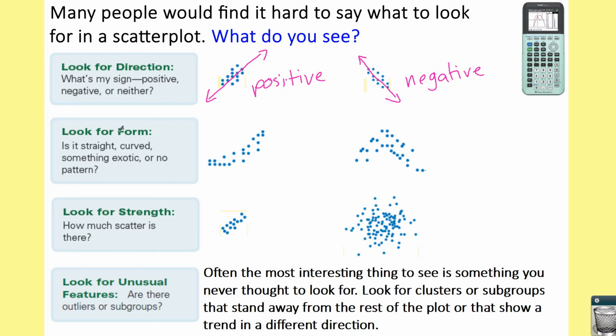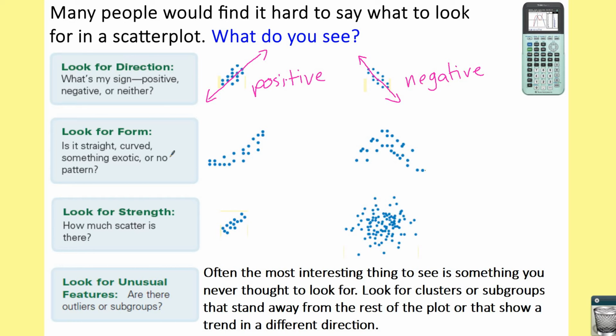Then you look for the form. You want to look for, is it straight, curved, or something exotic. Here it almost looks like a slight curve, could be linear. This one is doing something a little bit weird. We don't really like this, because we can't really have a way to describe this with statistics. So form is just kind of like the shape. We would ideally look for a linear shape. That's what we're looking for.